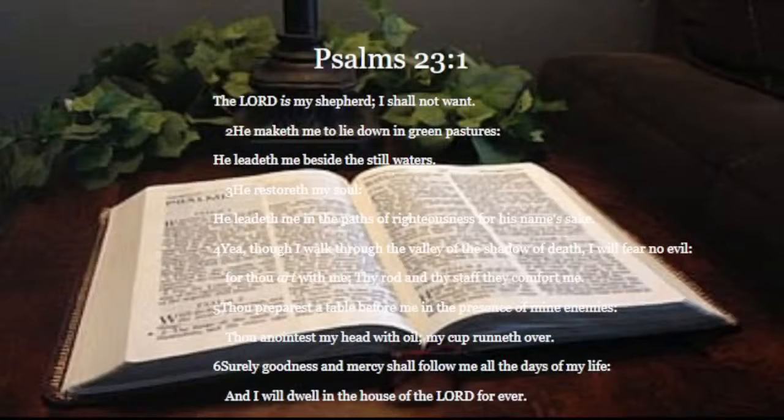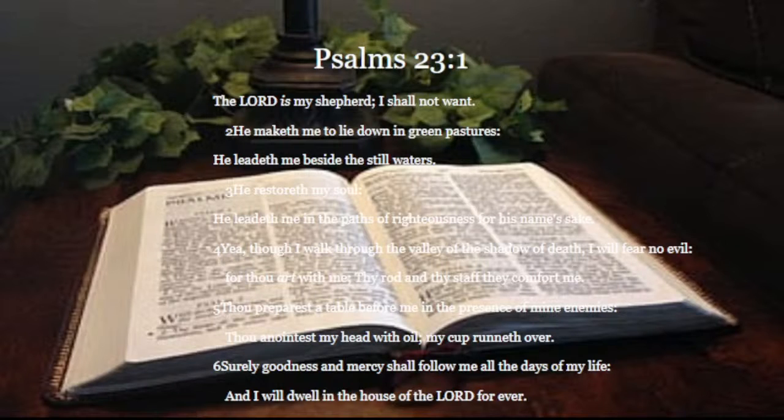Now, before we begin with today's lesson, I'm going to be reading you a verse which is taken from Psalms 23, verse 1. And it states that, "The Lord is my shepherd, I shall not want. He leadeth me to lie down in green pastures. He leadeth me beside the still waters. He restores my soul. He leadeth me through the path of righteousness, for his name's sake.